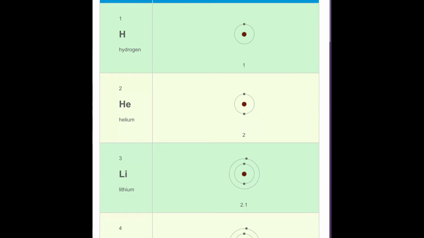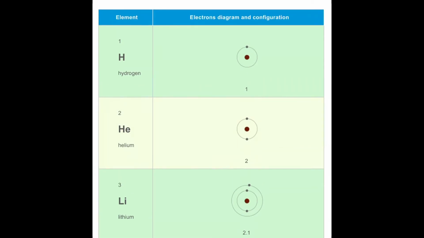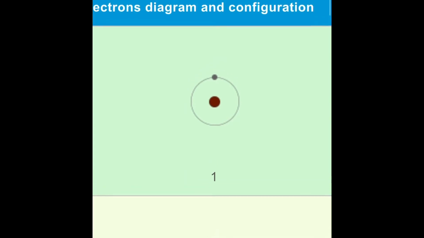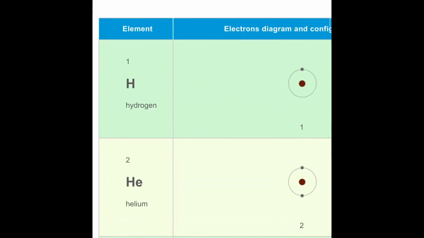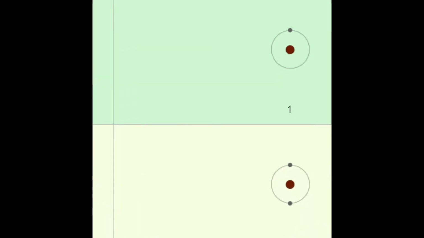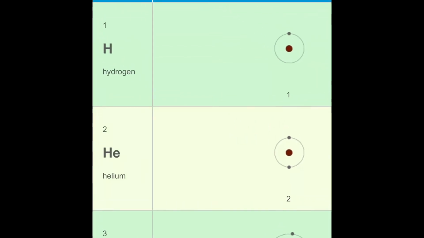Hydrogen is the first that we see and has an atomic number of 1. Therefore, it only has 1 electron, and so it can fit it quite easily onto the first electron shell like this. The next example is helium. It has 2 electrons, and it can fit both of those 2 electrons onto the same shell, the same circle around the nucleus, like this, very easily.